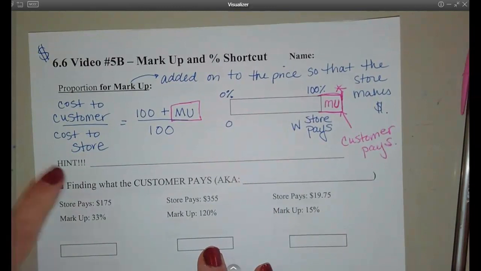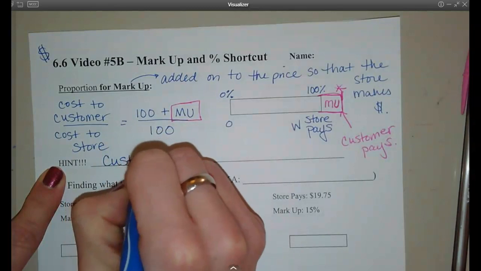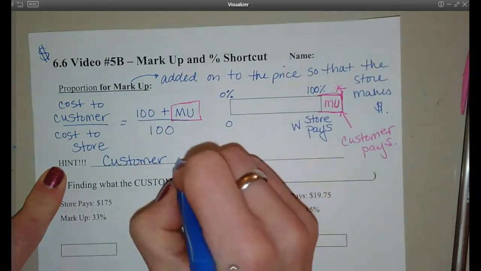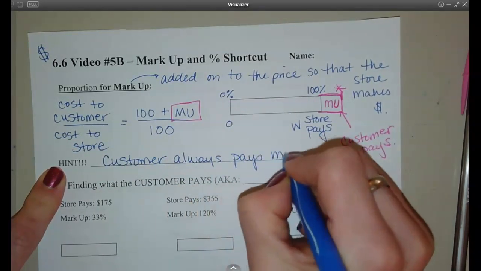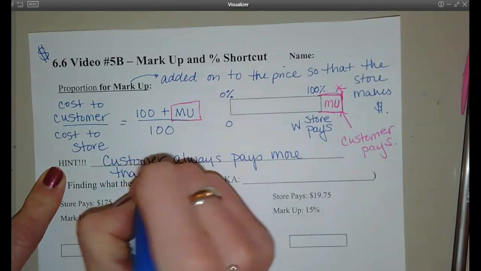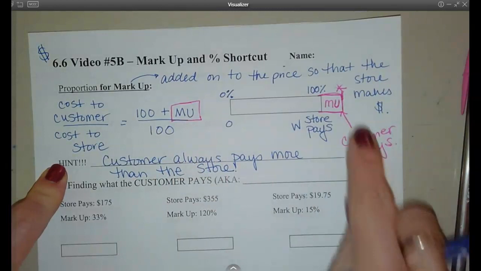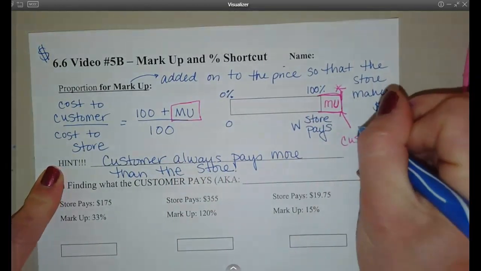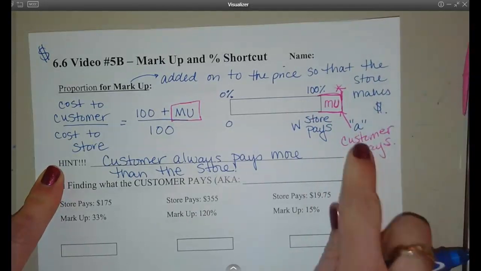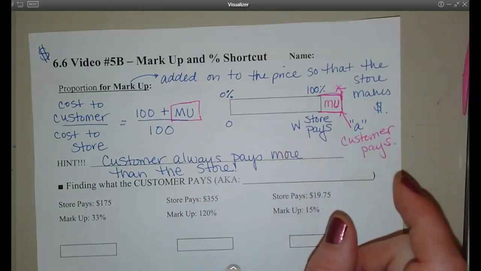Okay? So something really important to remember here. The customer always pays more than the store. So write that down, right? What the customer pays is always bigger than what the store paid. Even though this is technically A, the part, it's going to be larger than the whole here because otherwise the company wouldn't make any money, right? The customer pays more than what the store paid.